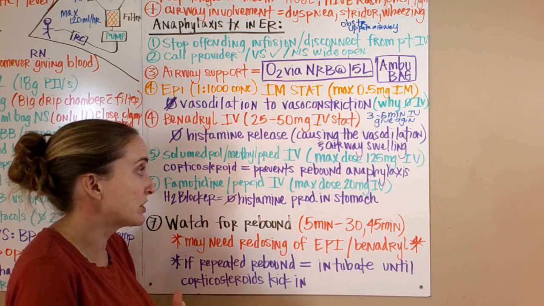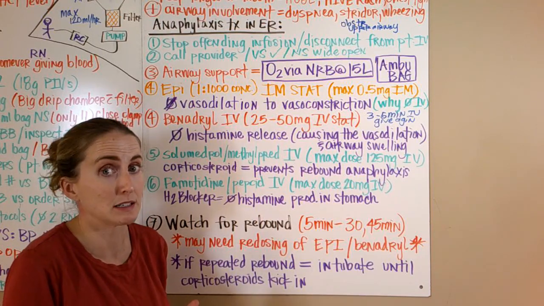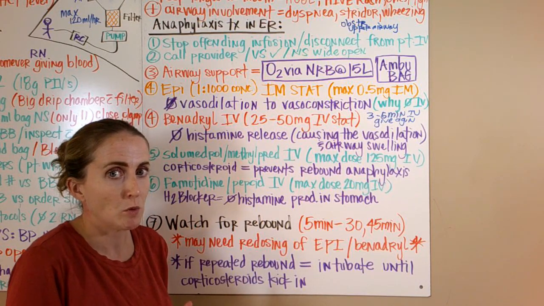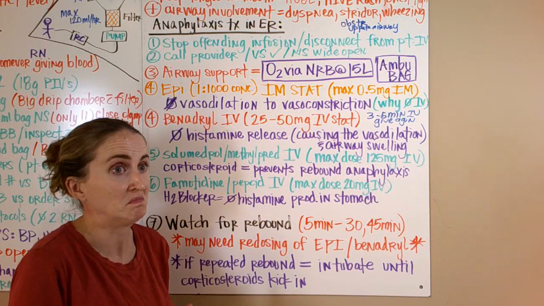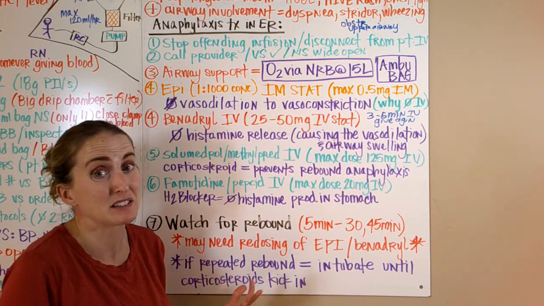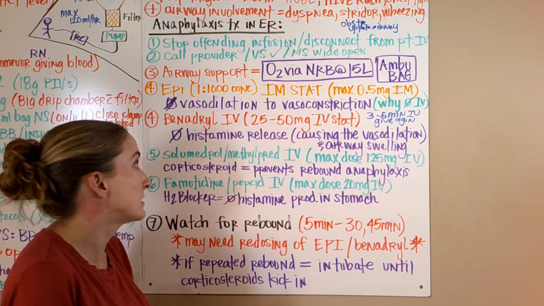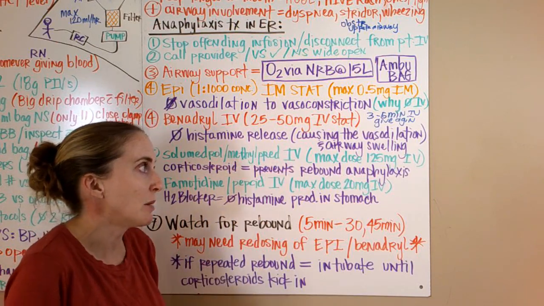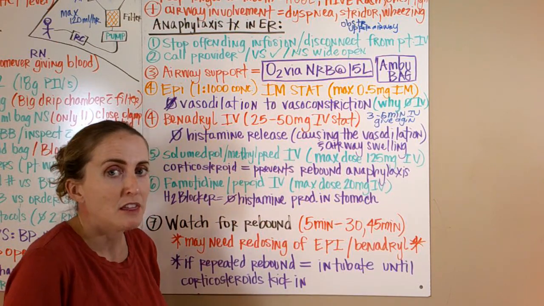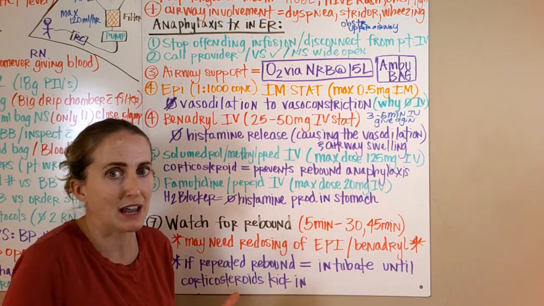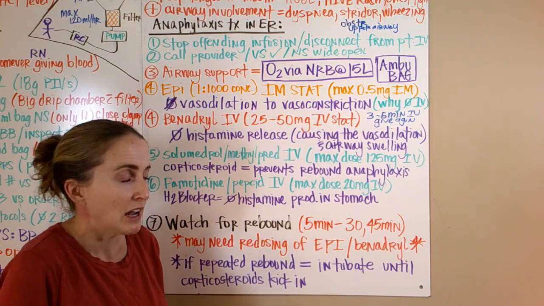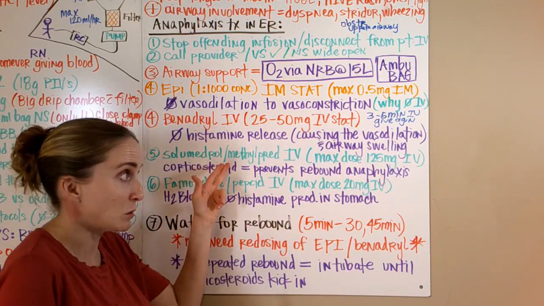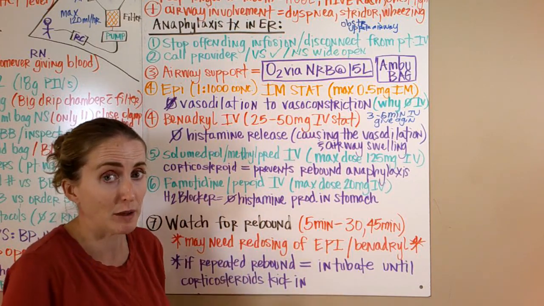Okay, now we want to give a corticosteroid to prevent rebound anaphylaxis. Because remember that epinephrine and the Benadryl may not last as long as we want. That epinephrine may only last for 10, 15, maybe even 5 minutes, depending on how bad that anaphylaxis is. So we give the Solu-Medrol, which is a corticosteroid, or methylprednisolone. We give that IV, a max dose of 125 milligrams. That takes about 4 to 6 to 8 to 12 hours to start taking effect. But it's going to be our buddy, because once the Benadryl wears off, then this will kick in and it will hopefully prevent our rebound anaphylaxis.